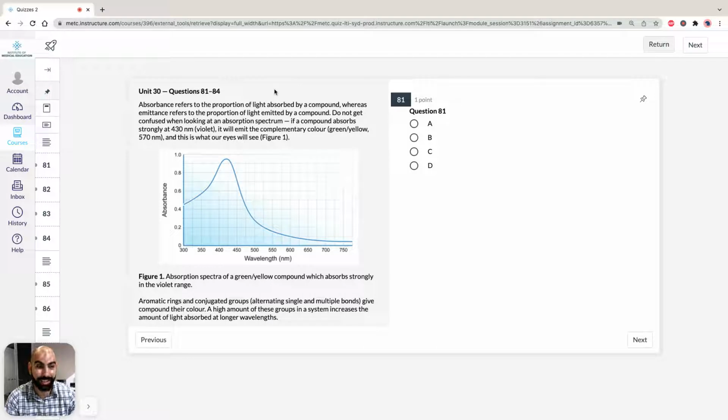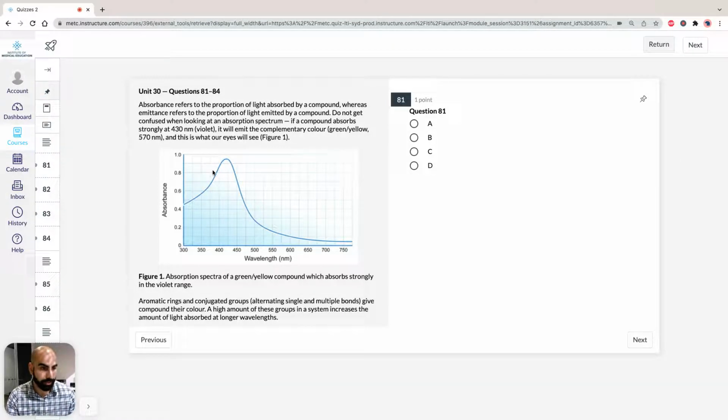Now, the reason why I love this unit is because I've taught at university, first years, second years, third years, fourth year honours, PhDs, and it's actually surprising to note that there's a large number of students who don't know how to differentiate between absorption spectra and emittance spectra. So absorption refers to the proportion of light absorbed by a compound, whereas emittance refers to the proportion of light emitted by a compound. Now that's very important to know. So don't get confused by these when you're looking at absorption spectrum.